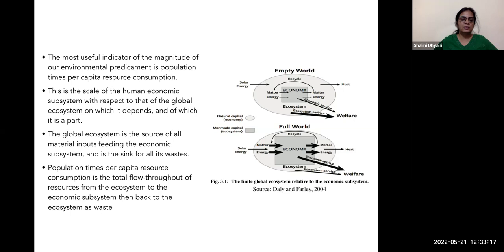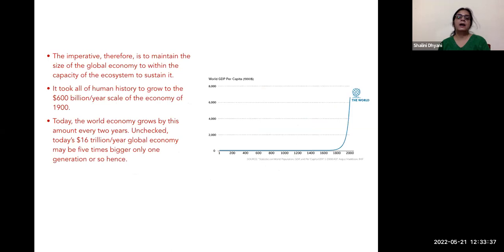Now, this is the scale of the human economic subsystem with respect to that of the global ecosystem on which it depends. And this global ecosystem is the source of material input. If our population increases, definitely our market increases. If our population increases, it also requires more resources from the environment. And this will lead to more issues in future. Now, one of the most important imperatives of this discussion is to understand that we can only develop within the capacity of the ecosystem.